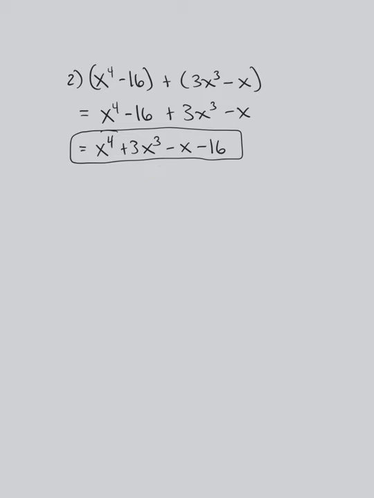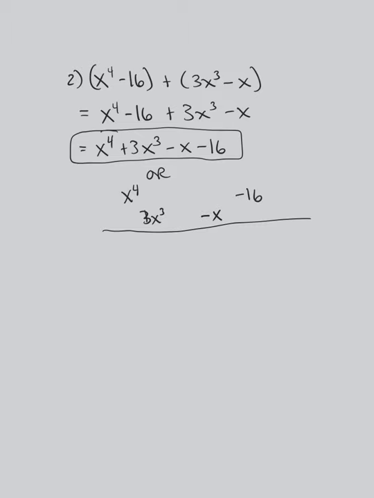Now I want to show you how to do this vertically too, if you prefer to do that. On my first polynomial, I have x to the fourth minus 16. But since I'm going to line things up, if you're missing powers, you want to leave spaces. So this would be the x to the third, this would be the x to the second, this would be the x, and here would be your constant term out here. So you might want to write that minus 16 out there. And then your second polynomial starts with the third power, so it would be 3x to the third, and then it's missing a second power, and then it has a minus x, like that.